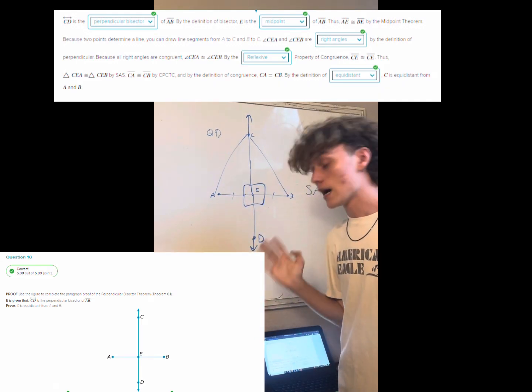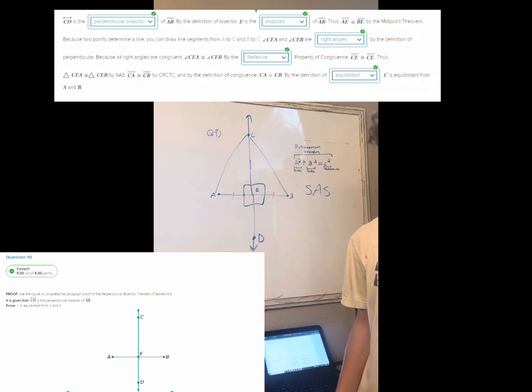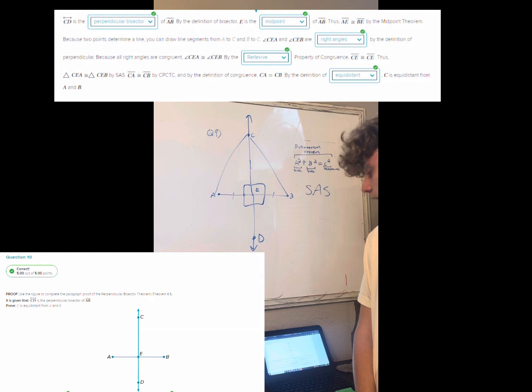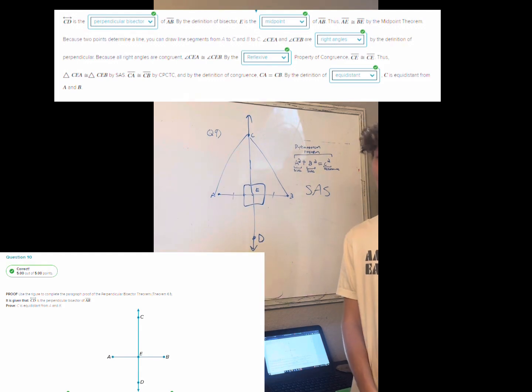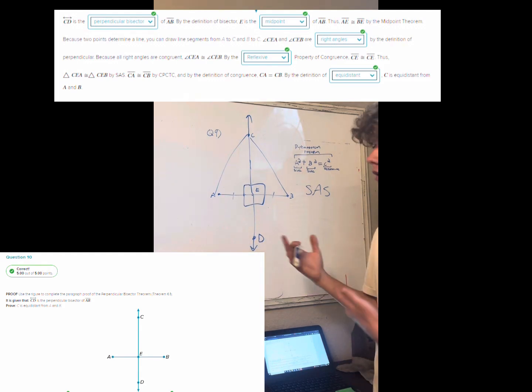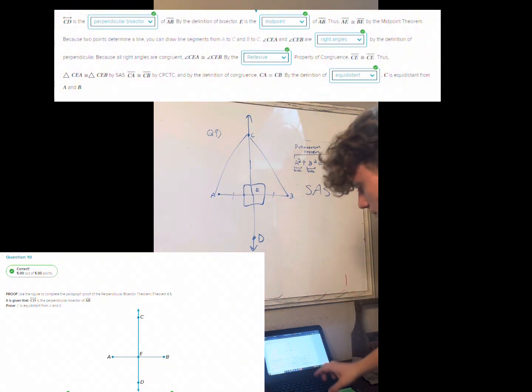And I just realized as I was explaining this, you could probably see as I was explaining it, that it's so much easier if you wrote it down. And that took me forever because I did not write it down. And that would have been so much easier. So the blanks for each of them are perpendicular bisector, midpoint, right angles, reflexive, and equidistant, which should be on your screen about now.